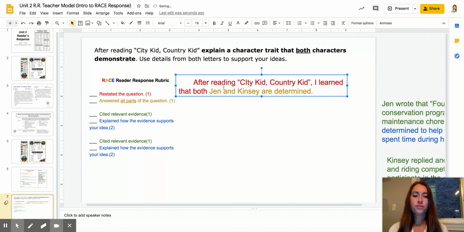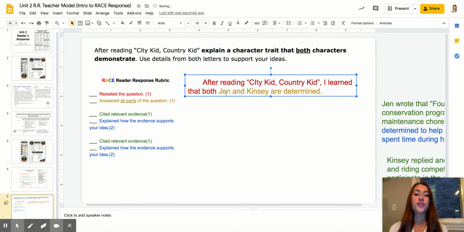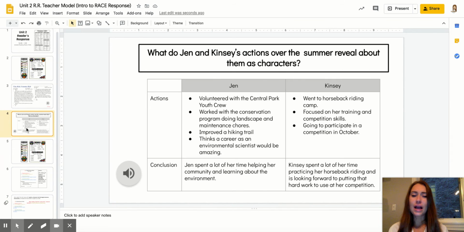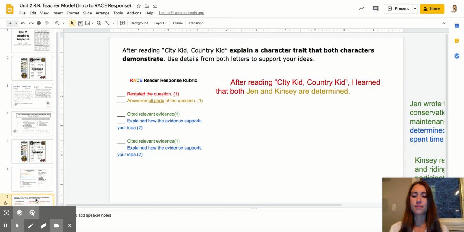So after reading Country Kid, City Kid, I learned that both Jen and Kinsey, it's probably a good idea to tell me the character names, are determined. So when I looked back at my notes, I saw that both girls were working hard to achieve their goal, whether their goal was to help the environment or to achieve their horseback riding competition goals. So I thought that both were determined to reach their goals. So that was the similar trait that I decided upon.